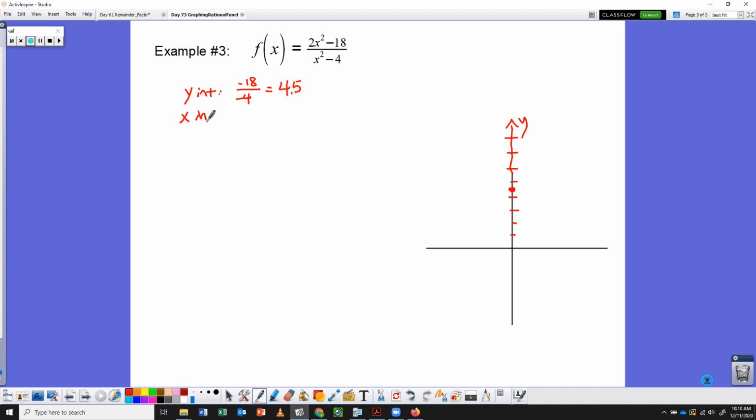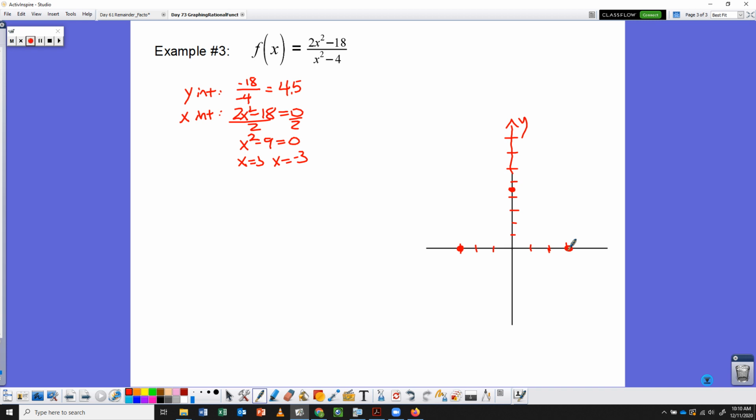X-intercepts, if there are any, are going to be found by taking your numerator and setting it equal to 0. So I'm going to divide everything in this problem by 2 on both the left and the right. That gives me x squared minus 9 equals 0, and this is going to give me answers of 3 and negative 3. So we think that both of those are going to be solutions. So I think I'm crossing the x-axis at negative 3, and I think I'm crossing my x-axis at positive 3 as well.